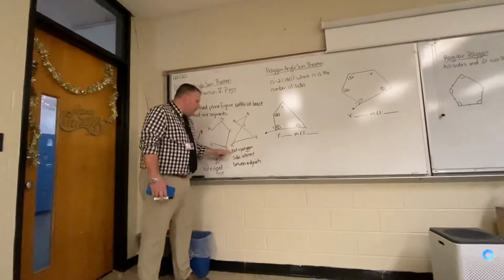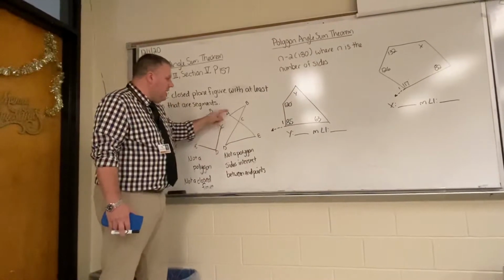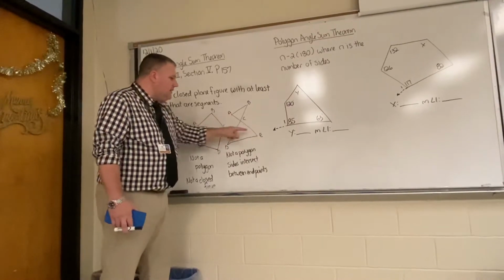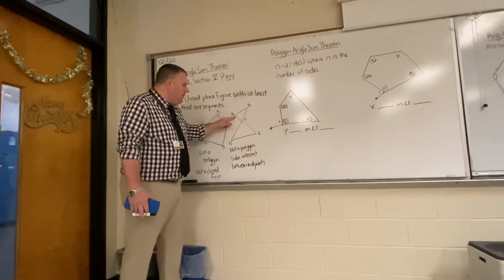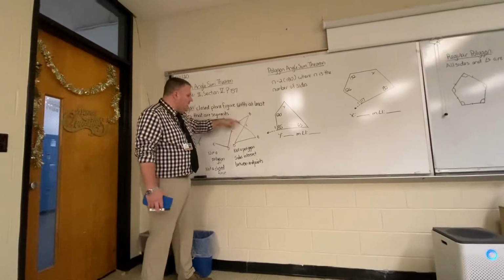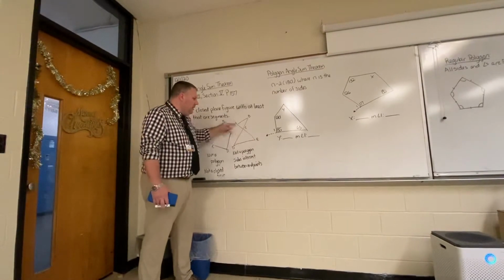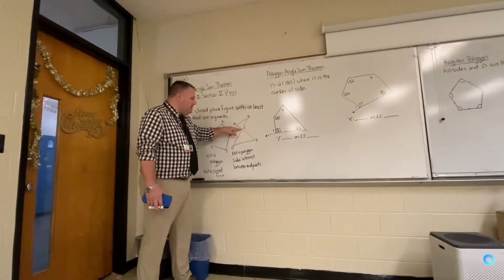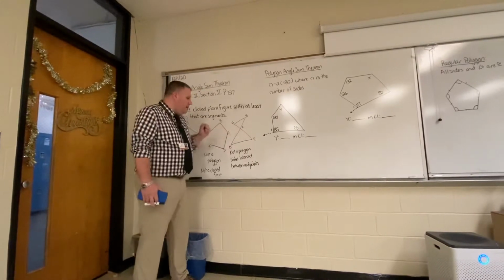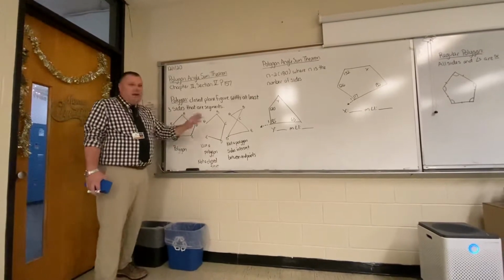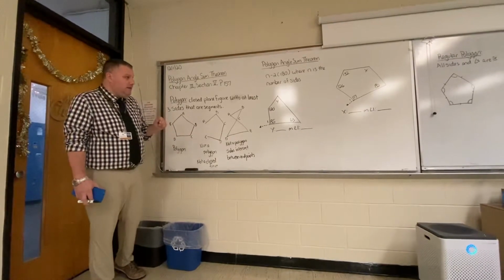Let's take a look at this one. Now this one is a closed plane figure, but if you notice, the segments that are the sides are intersecting other than at their endpoints. So if you look at DB, that's intersecting here at C, same thing with AE. Okay, it's intersecting at C. So this is not a polygon. So make sure you understand the differences between what a polygon is and what a polygon is not.